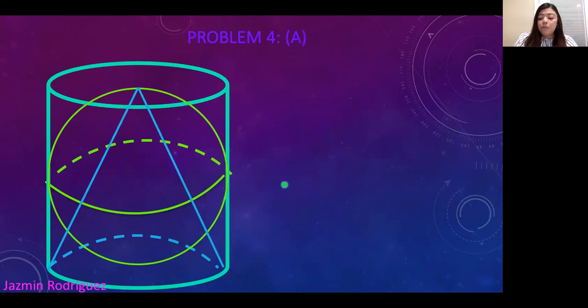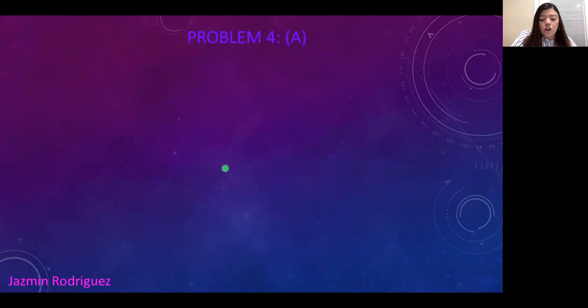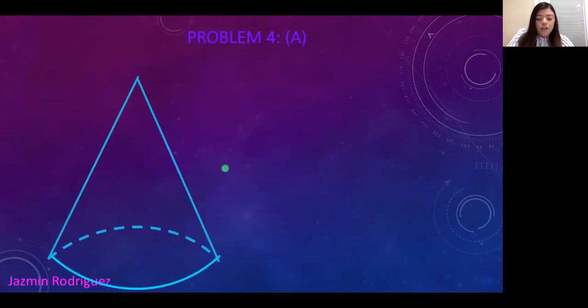Okay, now for problem number 4, we are given this figure and it wants us to determine the volume of the circular cone, the volume of the cylinder, and the volume of the sphere. But let's go ahead and take this apart and focus on one thing at a time. We'll start off with finding the volume of our circular cone. So this is what our circular cone looks like.